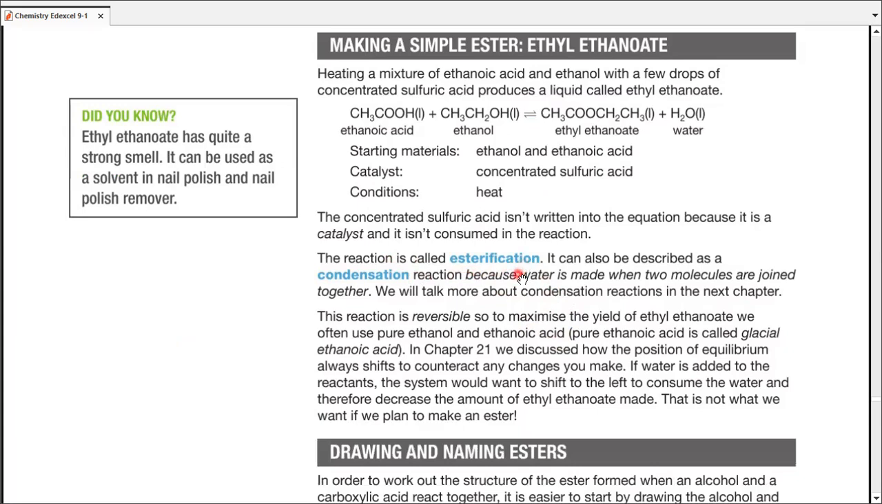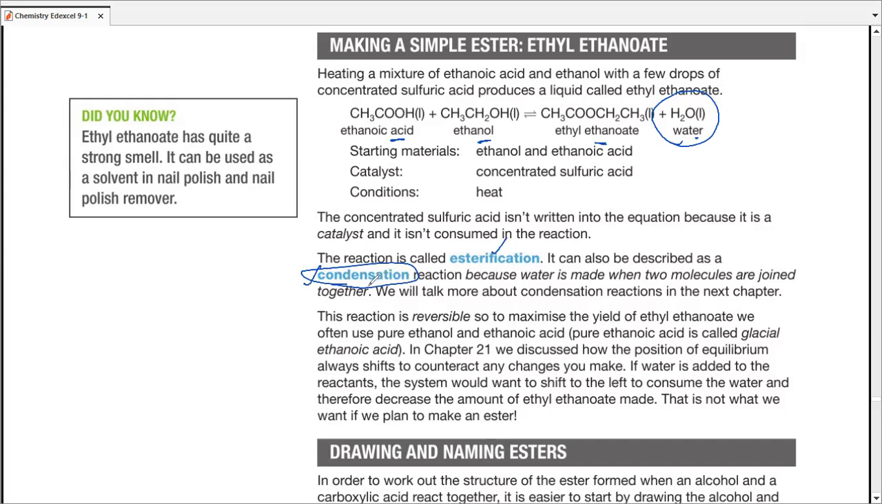Now, this reaction is called esterification. It can also be described as a condensation reaction. Why can we describe it as a condensation reaction? Because water is made when two molecules are joined together. And in the next chapter, we're going to call these specific kinds of reactions in which we mix two things up, we form a product, and along with the product, we specifically make water, we're going to call them condensation reactions. All right. So esterification itself is a type of condensation reaction.